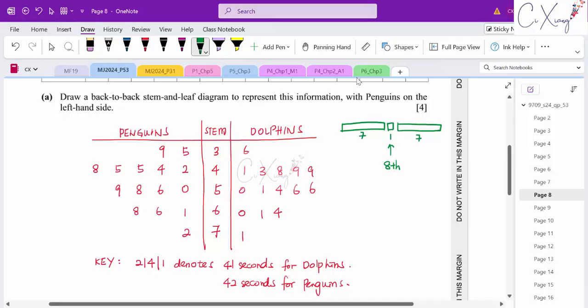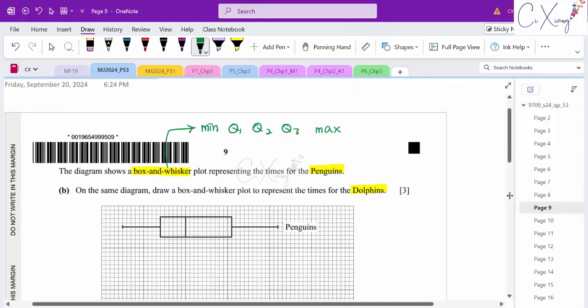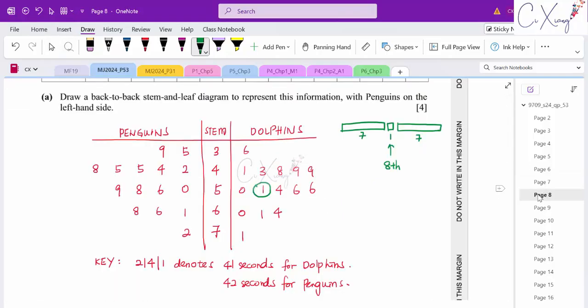So let's count the 8th value from the smallest value: 1, 2, 3, 4, 5, 6, 7, 8. I think you should get this value right, where this is actually our median. So the median is 51. I go back here, median is 51. And let's look for Q1 and Q3 now.